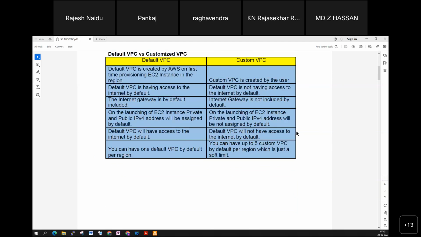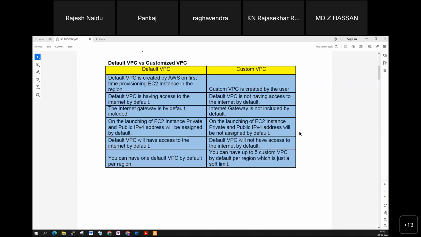How many maximum VPCs can you create per region? 5 custom VPCs you can create. 5 is a very high maximum. That's more than enough; you can manage lakhs, even millions of computers.